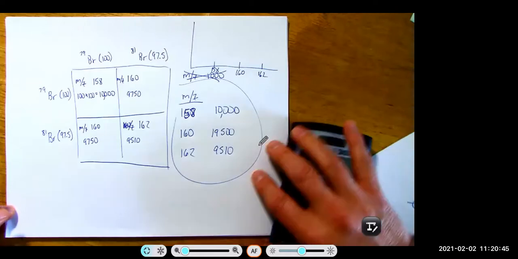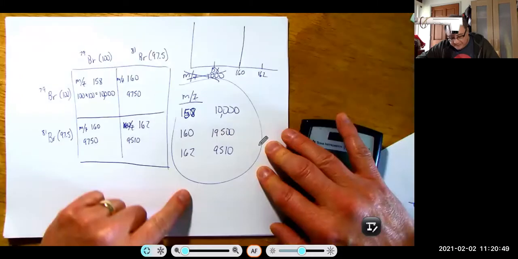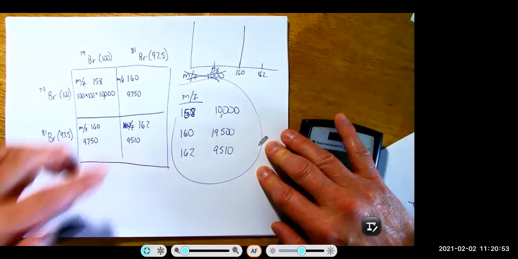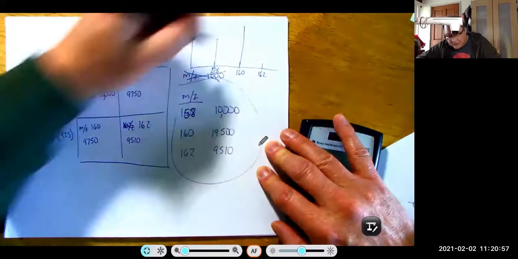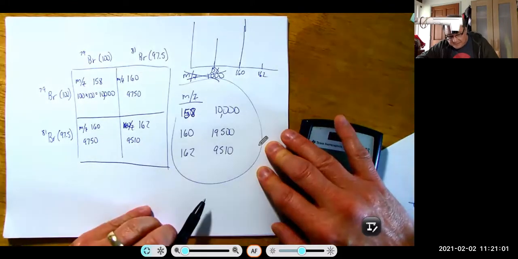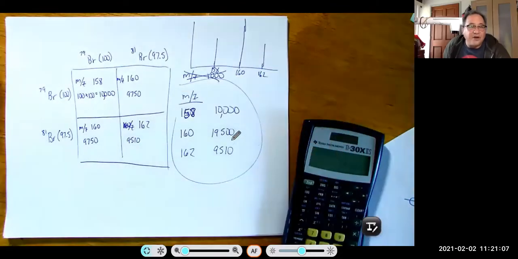160. Okay, and we know that's about 20,000, right? How big's the 158 going to look compared to that one? Half. About half. Better make that a little taller. How long is the 162 going to look compared to that? A little smaller than the 158. Yeah.